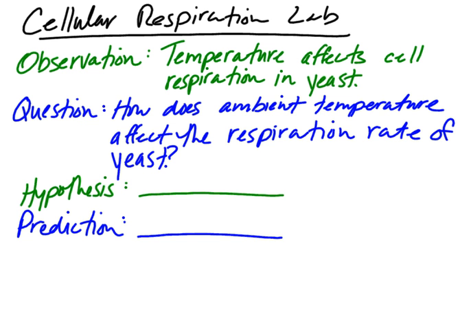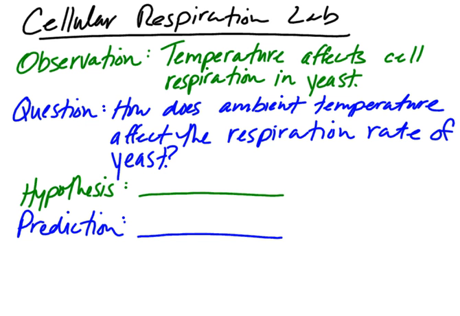So your hypothesis is the answer to the question, and then of course you have a prediction, which is an if-then statement. Remember, when you're doing your prediction, the if part is referring to what you are doing, and the then part is what you are trying to determine. Okay, so that should help you in your prediction. So your observation, question, hypothesis, and prediction need to be completed before you do the lab. If you do not have it completed, then you cannot do the lab.